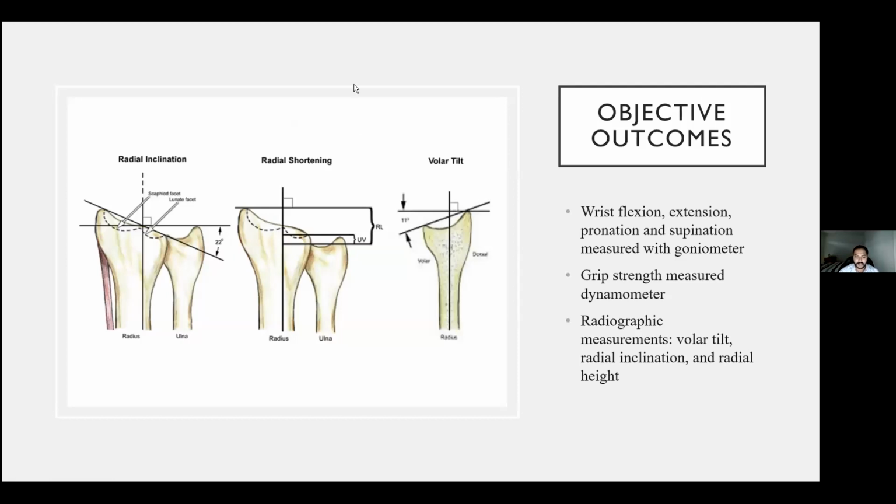So the outcomes that they were looking at objectively were functional outcomes regarding wrist range of motion, and that included wrist flexion, extension, pronation, and supination. Those were all measured with a protractor called a goniometer. And they also measured grip strength, and that was measured with a dynamometer. These range of motion outcomes were measured at the final follow-up visit for the study. Radiographically, they measured volar tilt, radial inclination, and radial height. And this image to the left details how you take those measurements. Those measurements were done in the immediate postoperative period, and then when the fracture was found to be in union.